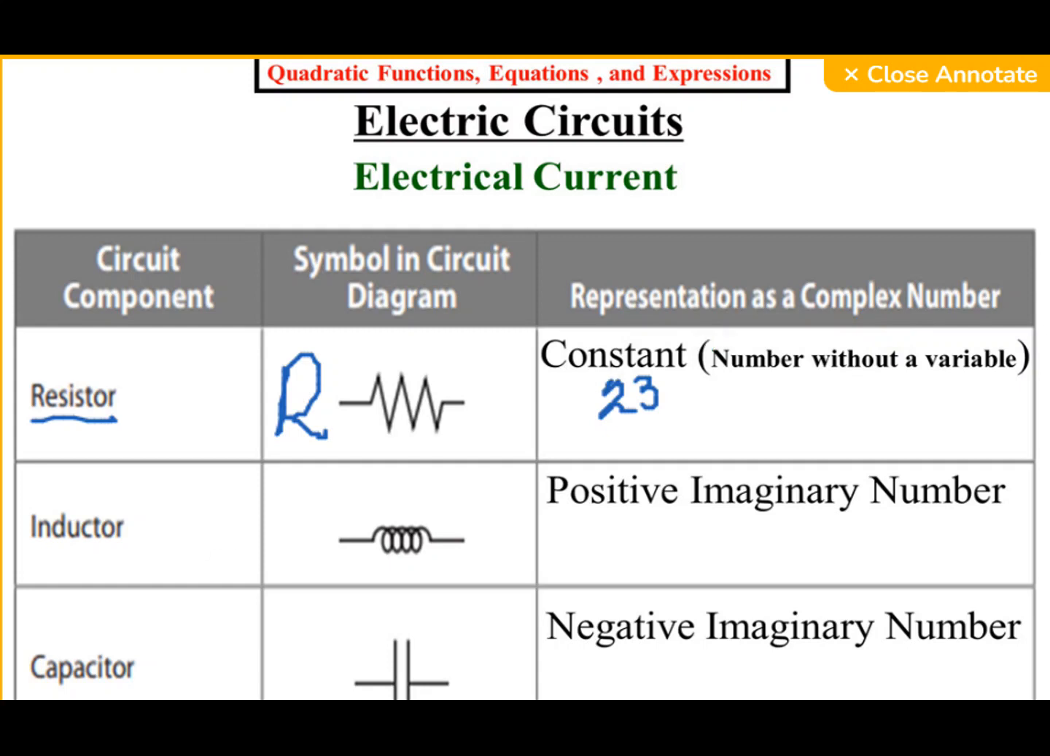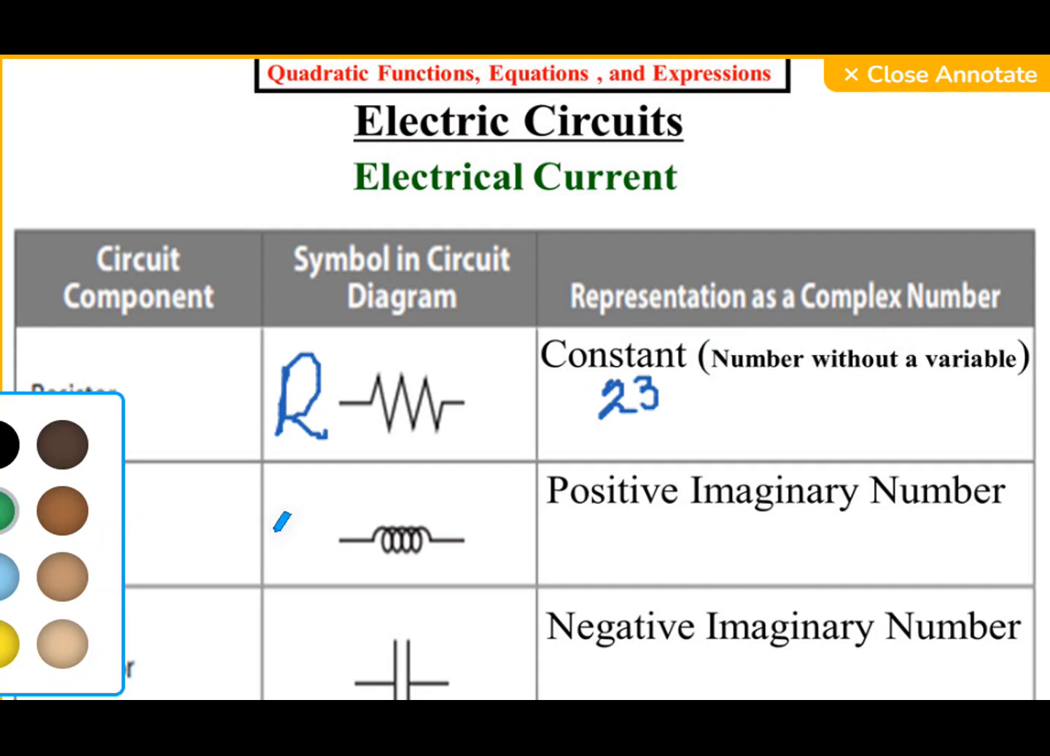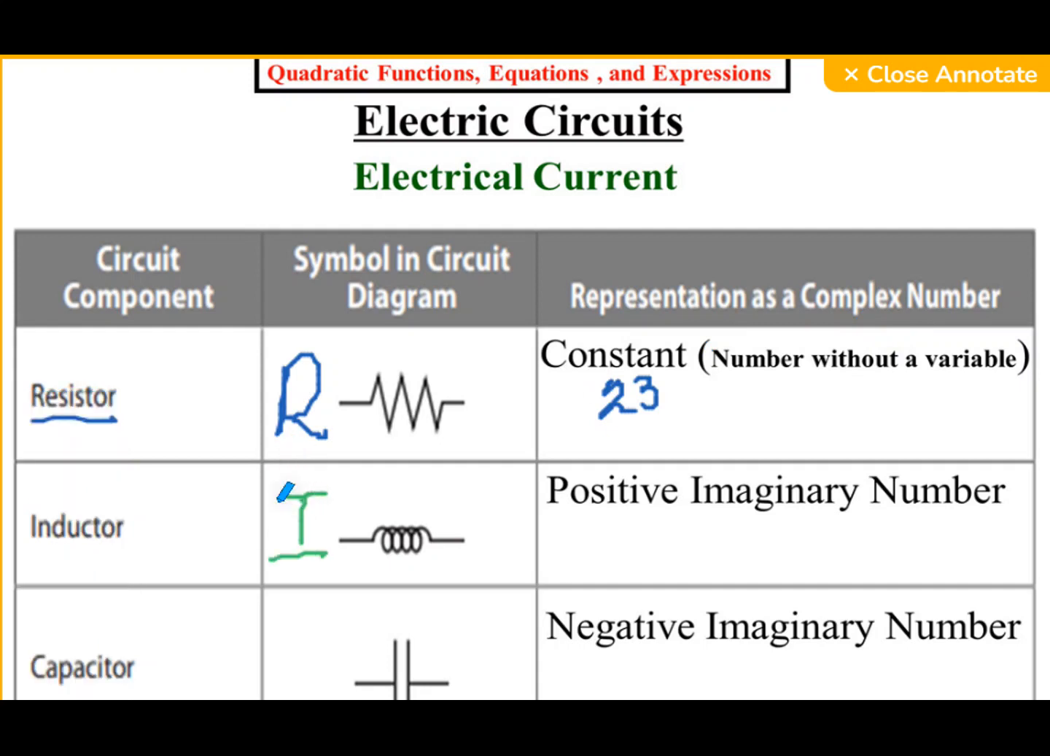All right, so if we go to the inductor, we use the letter I for shorthand, and that's the symbol. So that becomes an imaginary number. So think about a positive imaginary number. Any positive imaginary number, I'll just say, I don't know, 3i. Is 3i a positive imaginary number? Yes.